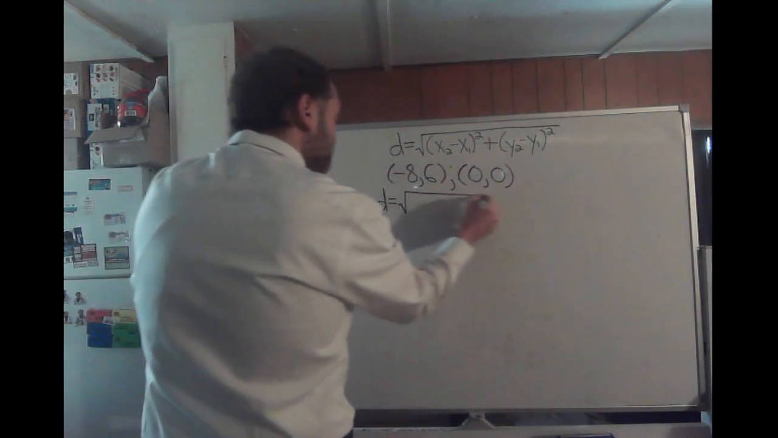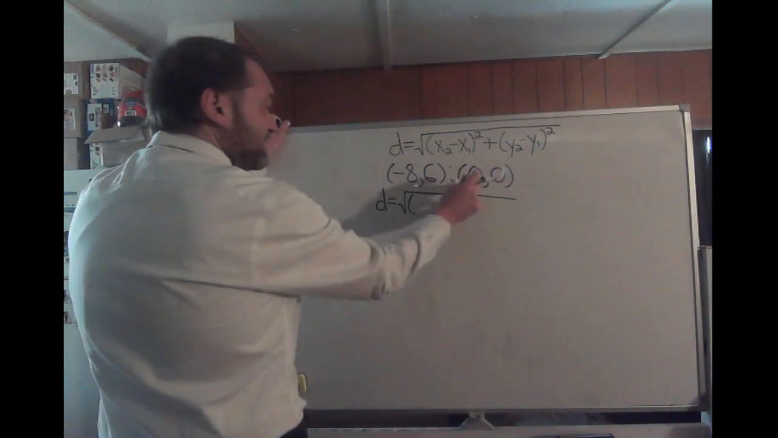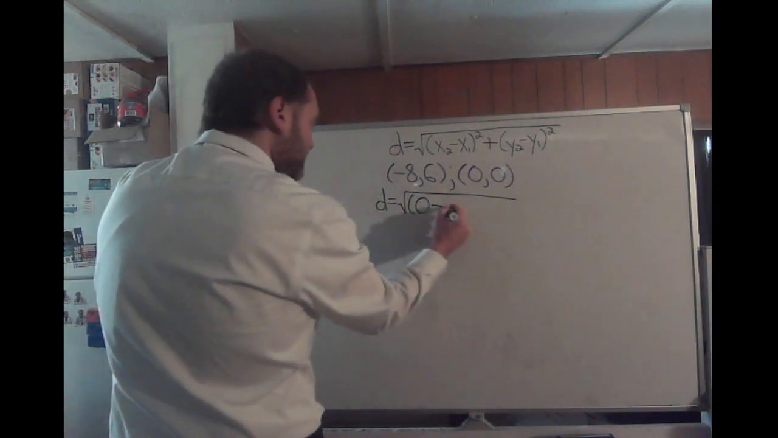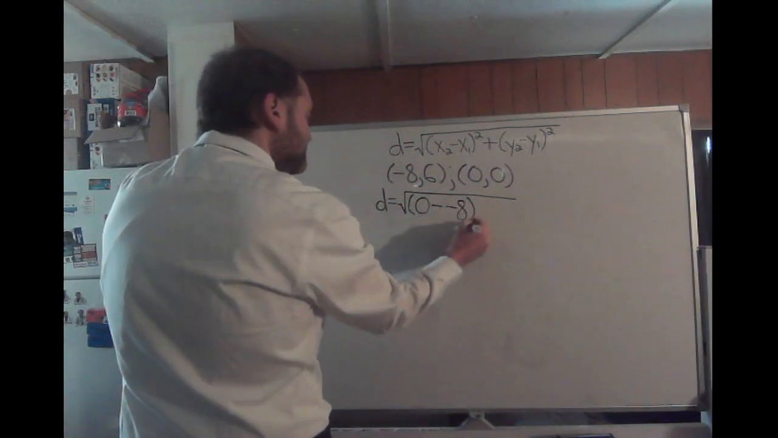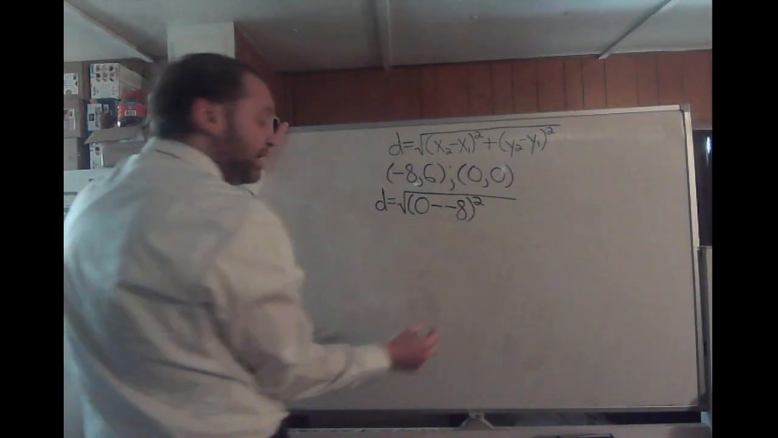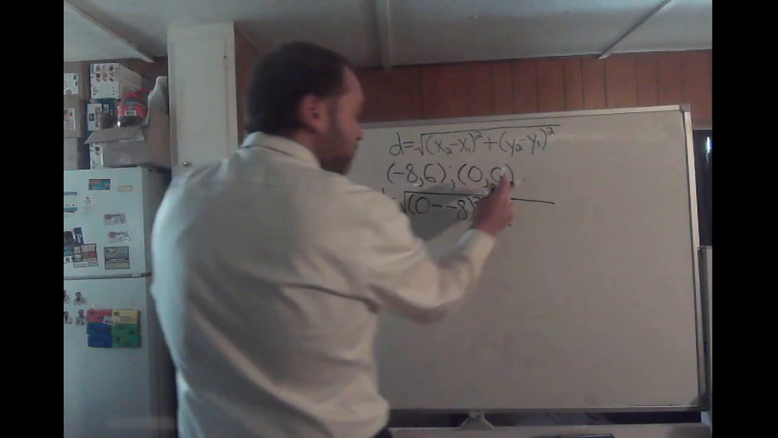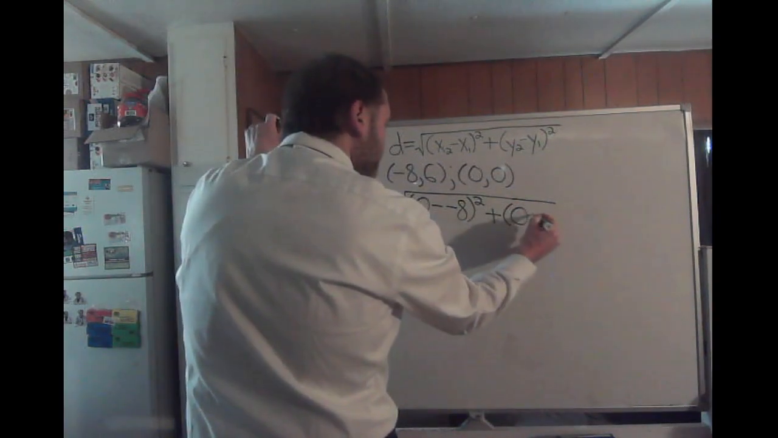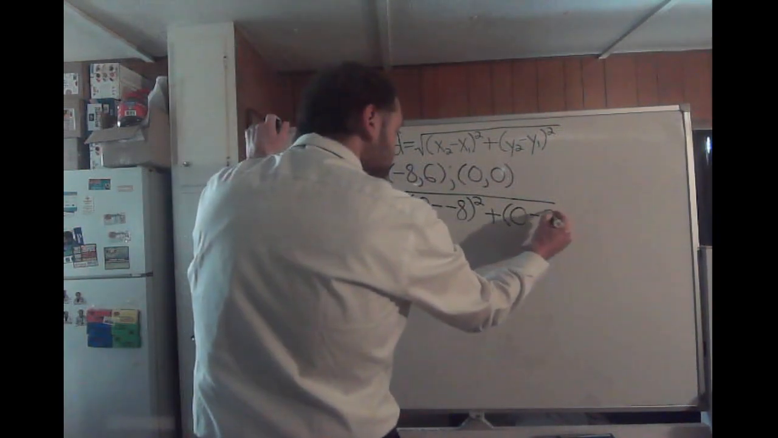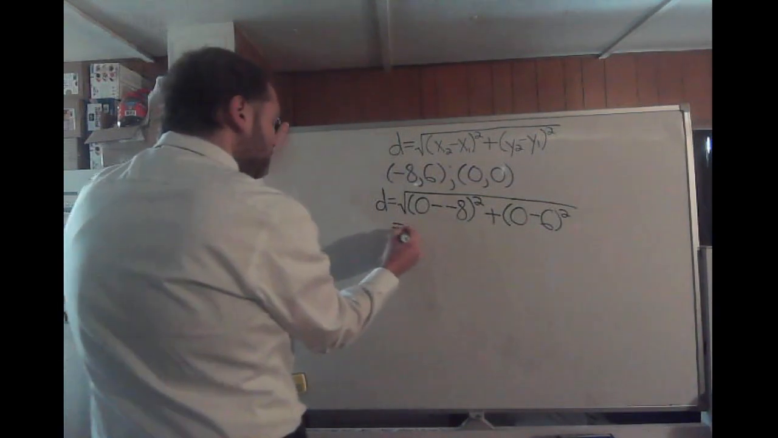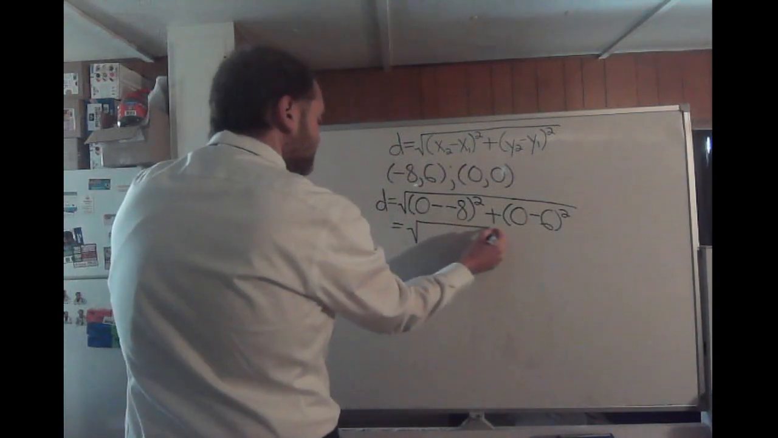Of course, start with your square root symbol. Take your second x-coordinate of 0 minus your first x-coordinate of negative 8. So that'd be 0 minus negative 8 raised to the second power. Plus then you would have your second y-coordinate of 0 minus your first y-coordinate of 6 raised to the second power, which would then, we'll simplify this in the parentheses.